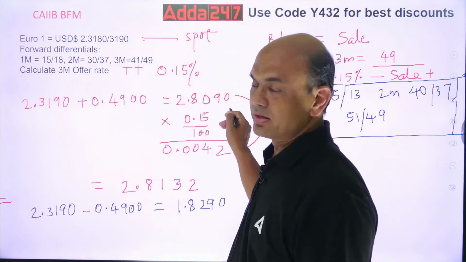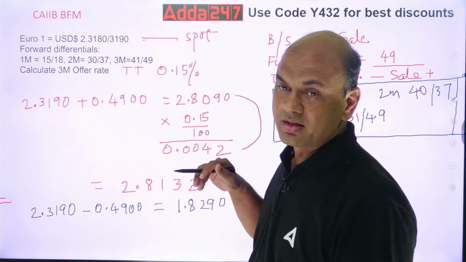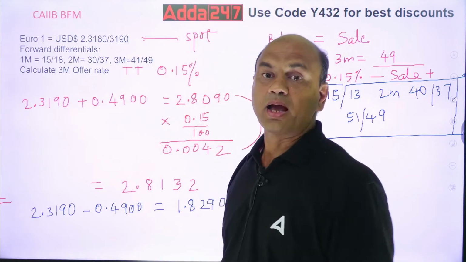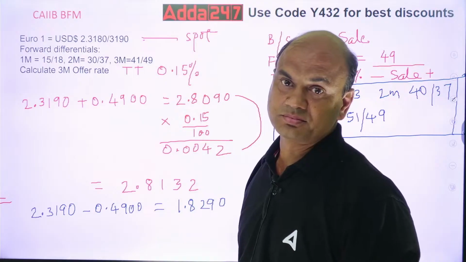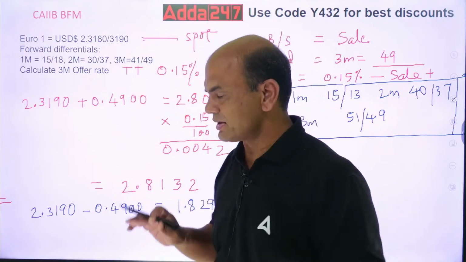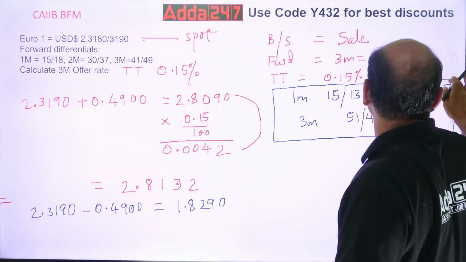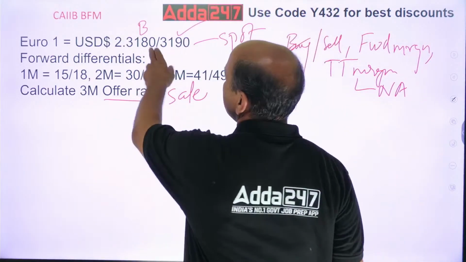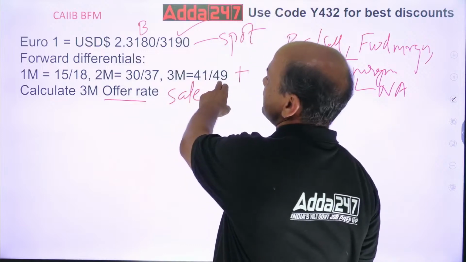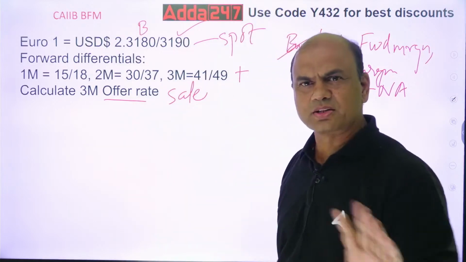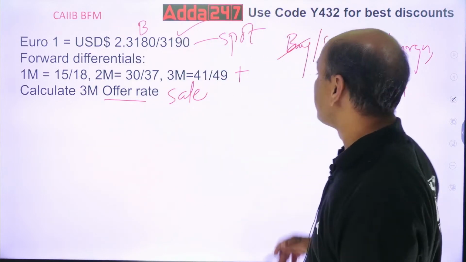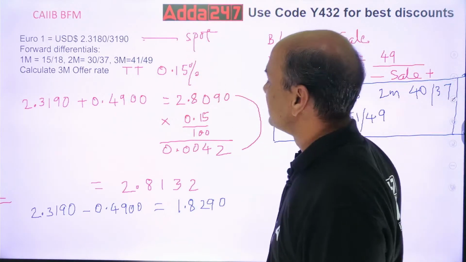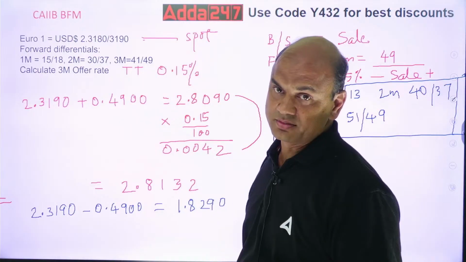But what have I done? In the numerical, TT margin was not given; I have given it personally. Now you will have to solve. If the numerical was only this much, then your answer is very simple: 3190 plus 0.4900, and your answer is over. But if you add TT margin, then the problem becomes difficult.